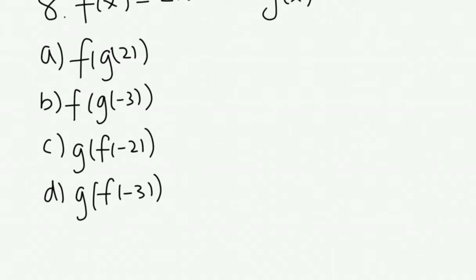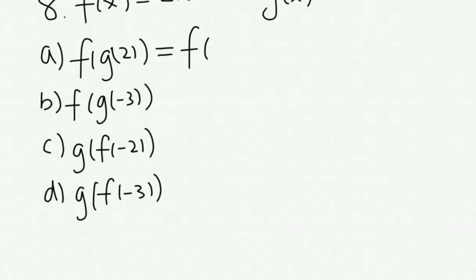Question number 8. The composite functions that we just reviewed on Friday. You're given the function f of x equals 2x minus 1, g of x equals x squared minus 1. So first, letter A, how do I calculate f of g of 2? So again, when you do the composite function, make sure you work from the innermost function first. So g function is inside, so I'll start with g of 2.